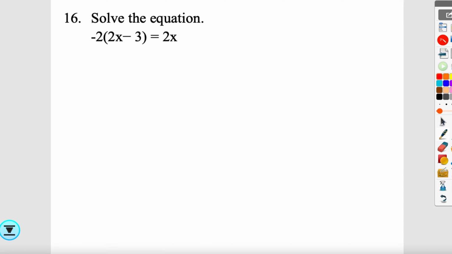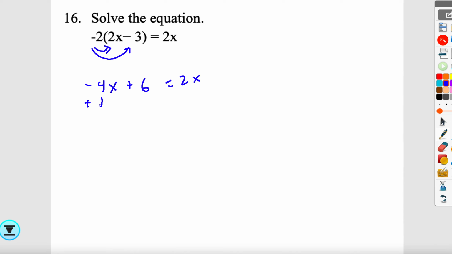Number 16, solve the equation. So we get negative 2 parentheses 2x minus 3 equals 2x. So the first thing we have to do is distribute this negative 2 to the left side. So we get negative 4x plus 6 equals 2x.